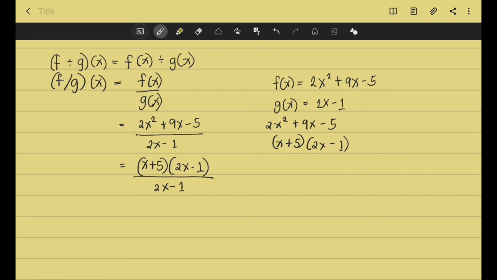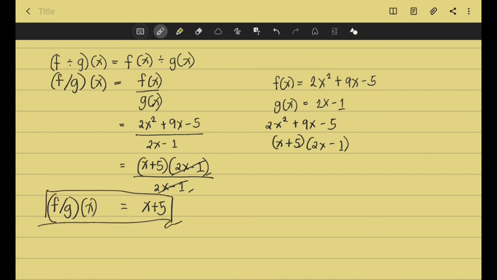So, we can now divide. So, x plus 5 multiplied by 2x minus 1 divided by 2x minus 1, that is equal to x plus 5. Now, bakit x plus 5? Because 2x minus 1 divided by 2x minus 1 is 1. So, therefore, the result is x plus 5. So, therefore, f divided by g of x is equal to x plus 5. x plus 5 is the quotient of 2x squared plus 9x minus 5 and 2x minus 1.